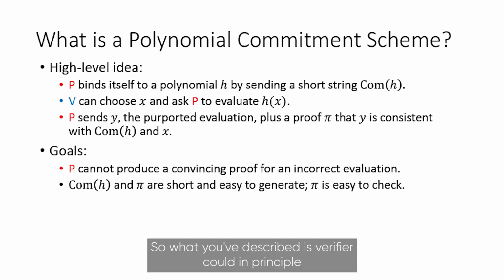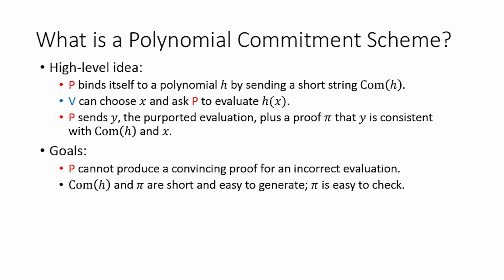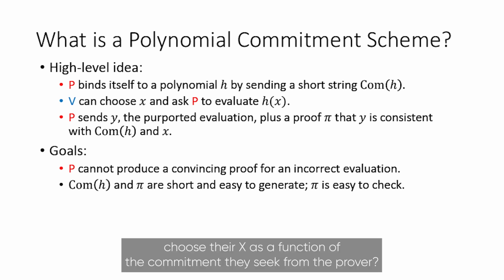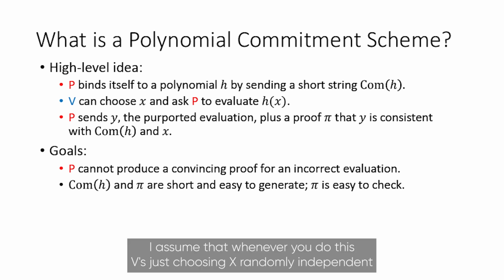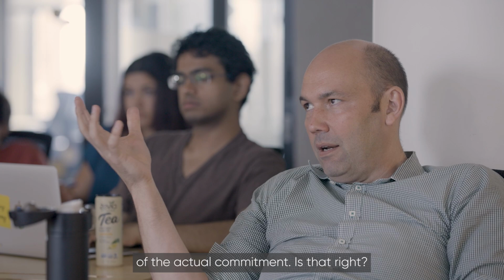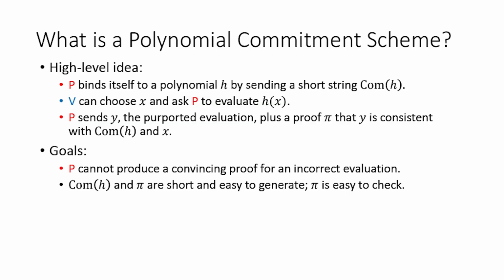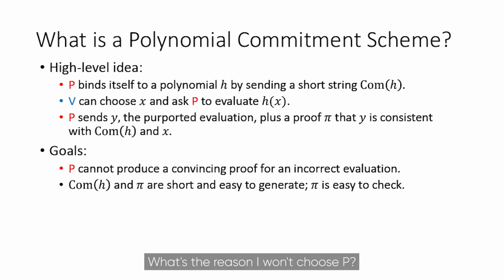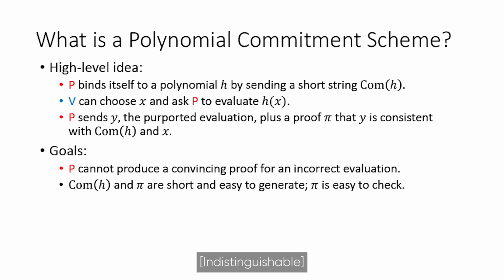So the way you described it, the verifier could in principle choose their x as a function of the commitment they see from the prover. Correct. I assume that whenever you do this, V is just choosing x randomly, independent of the actual commitment. Is that right? Yeah, so in the end, x will just be random.